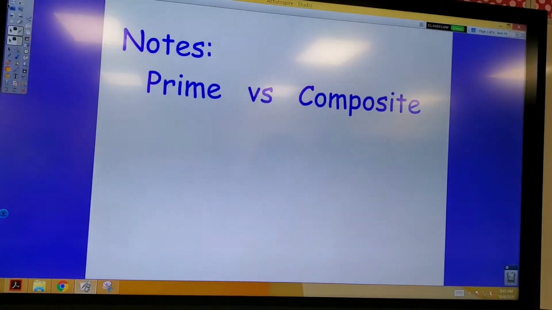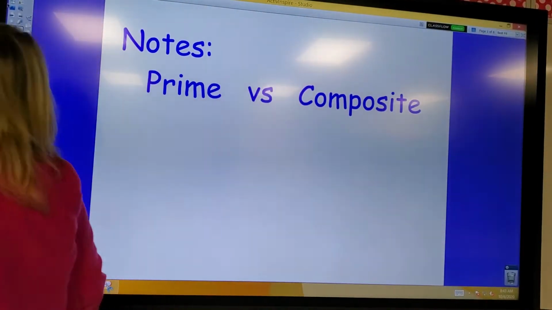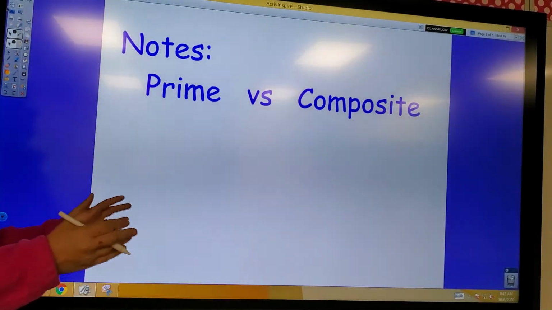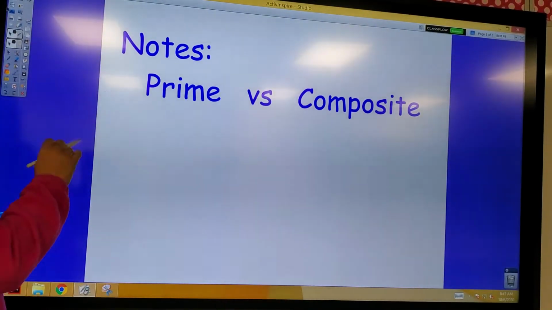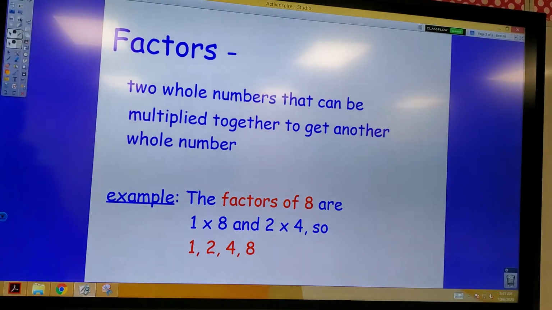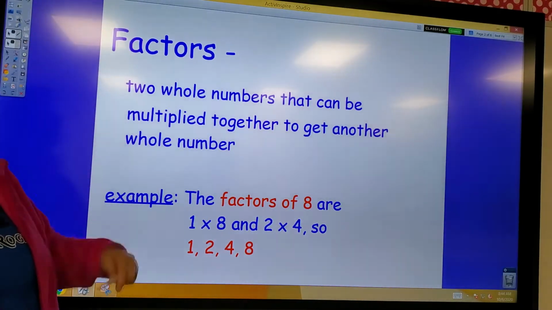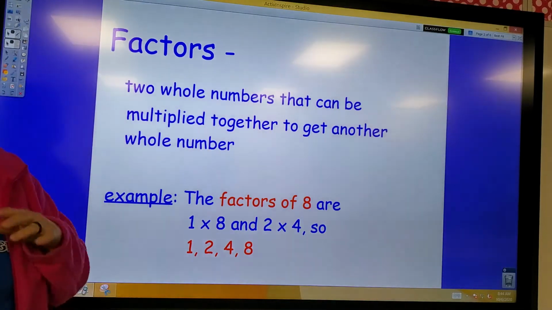Okay, we are going to talk about prime and composite numbers today. I'm sure you've heard about them before, so hopefully everything that I say here today will just be review for you. So first of all, we need to know what factors are in order for us to know what prime or composite numbers are. So factors are two whole numbers that can be multiplied together to get another whole number.